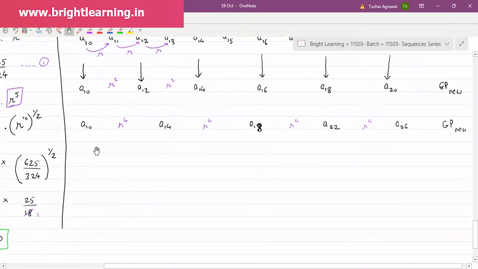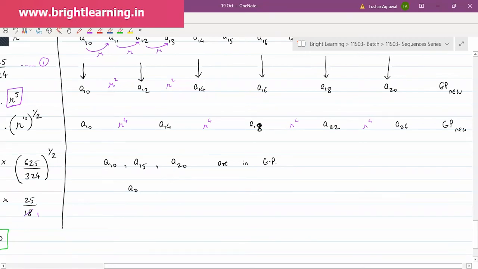By this observation, if I just write the result in method 2, A10, A15, and A20 are in GP, geometric progression. From 10 to 15, whatever units you are going ahead, 5 units ahead, that is R raised to 5, the same ratio of R raised to 5 you are going from 15 to 20. So this result I will use.